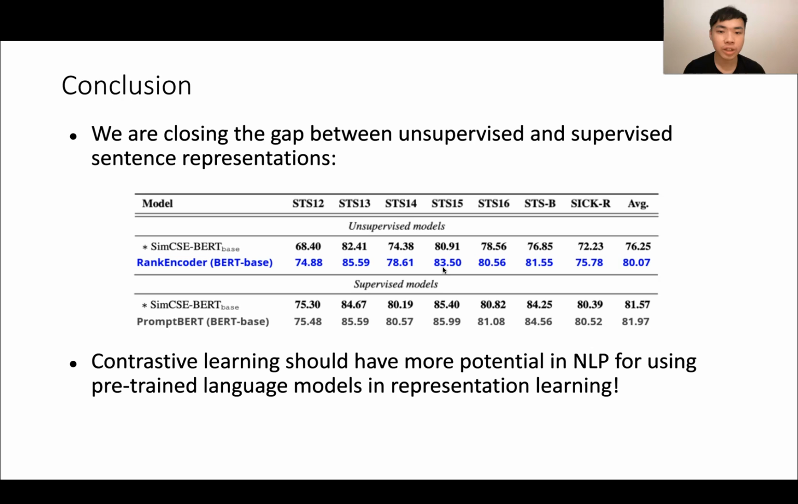Okay, so that's all the content I want to show you today. And the conclusion I have here is that at the beginning, SimCSE told us the gap between the unsupervised model and the supervised model is still very large. But after a lot of people continued working on this direction to improve the SimCSE model, the performance of an unsupervised RankEncoder is now comparable with a supervised SimCSE or a supervised PromptBERT.